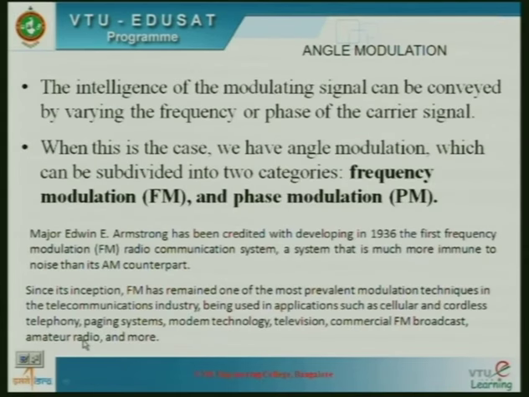Let us now understand the meaning of angle modulation. Angle modulation is so called because there are two factors involved in this process: one is frequency modulation, the other is phase modulation. Both these modulations are classified under a category called angle modulation. Earlier it was amplitude modulation, now we are talking about angle modulation.